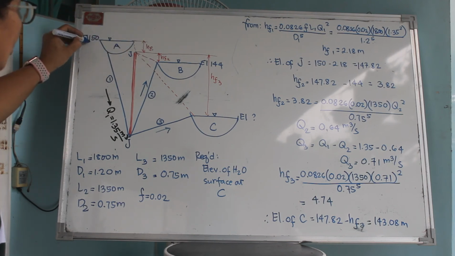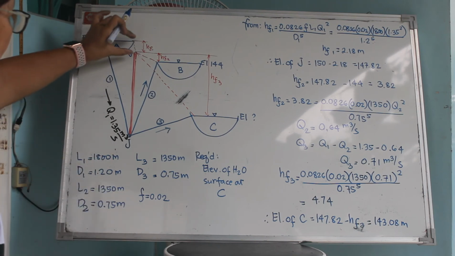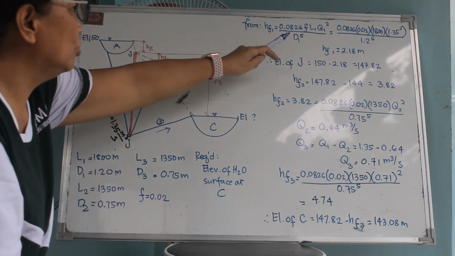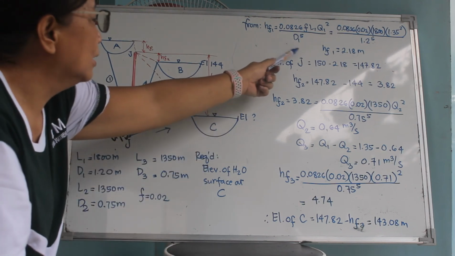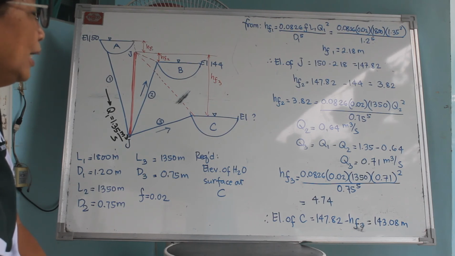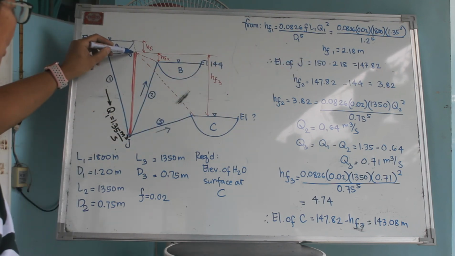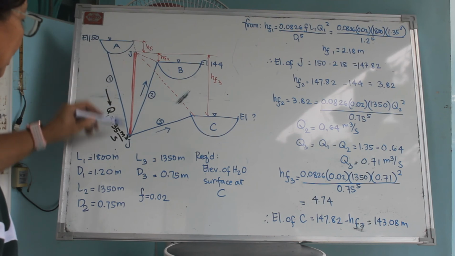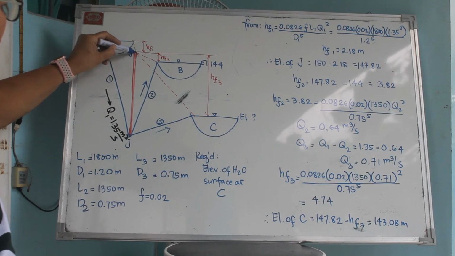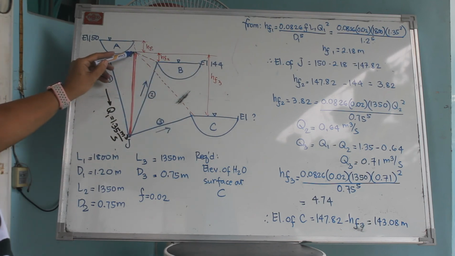So, we know here that the difference in elevation between A and B is 150 minus 144 is 6. So, kuhanin natin yung HF1. Okay? From this formula, alam natin yung F, L1, Q1, and D1. So, we can solve for HF1, 2.18 meters ang HF1. So, with this value of HF1, malalaman na natin kung gaano yung energy at the junction J. So, elevation ng 150 minus HF1, yun ang elevation ng energy at the junction J, which is 147.82.